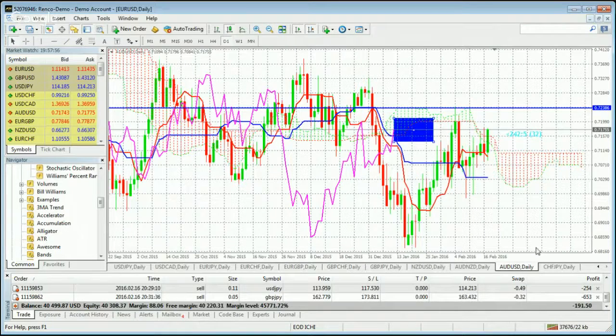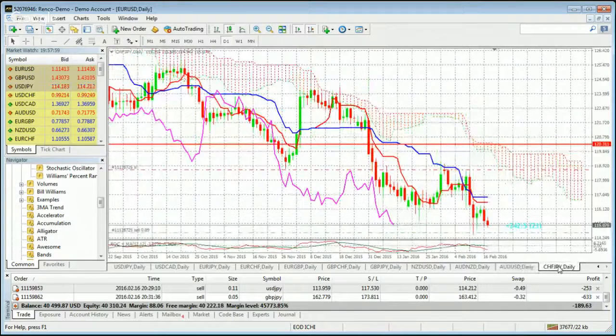Now, last chart. We're almost done with our session, guys. We've got like 2 minutes left. But let's finish up with this one. Now, this one is one that you should have gotten into as well. This is the franc yen.